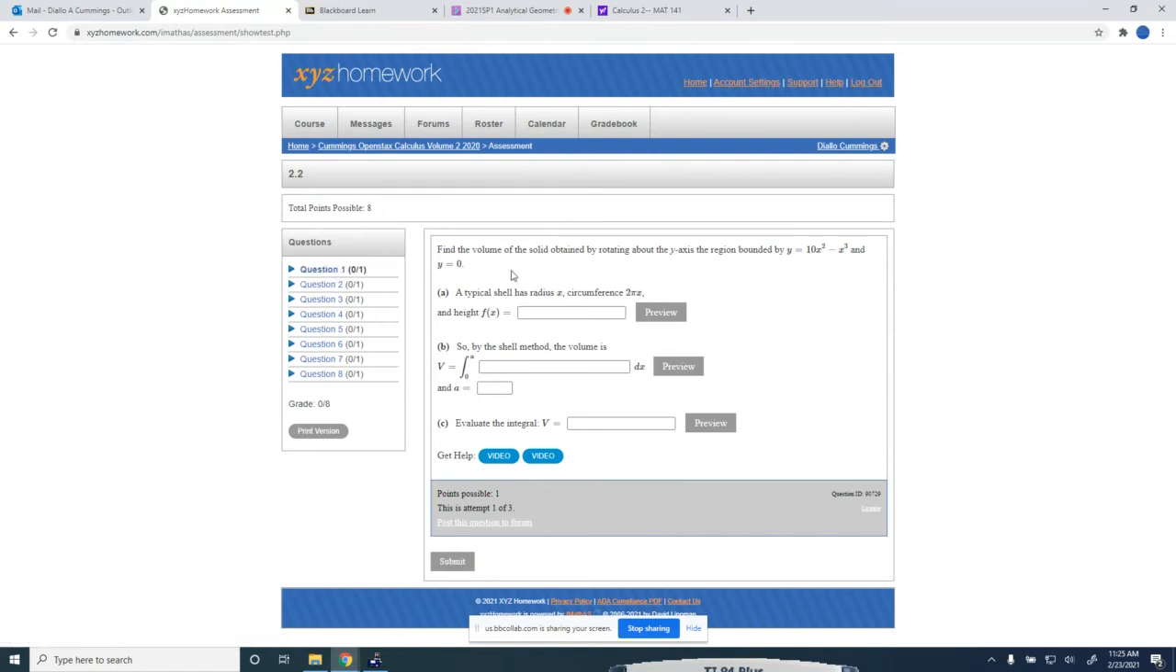So as we just look at the problems visually, the first one says find the volume of a solid obtained by rotating about the y-axis, the region bounded by y is equal to 10x squared minus x cubed, and y equal to 0. This gives us a hint. It says a typical shell. So on this very first problem, we would use the shell method.